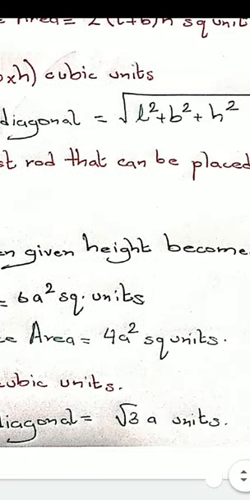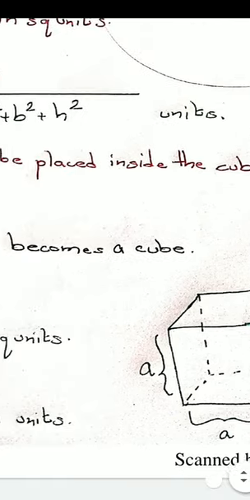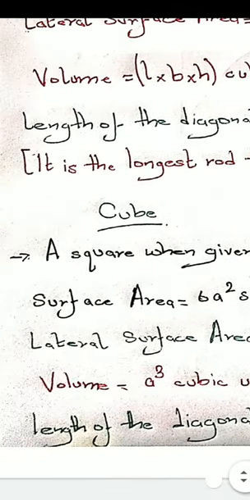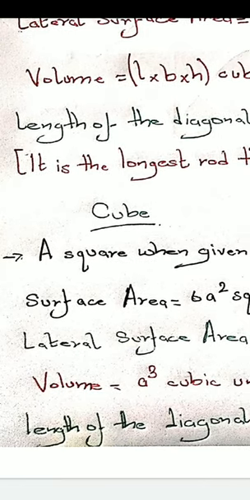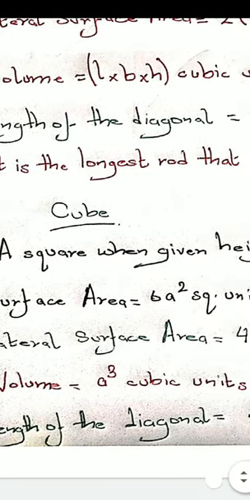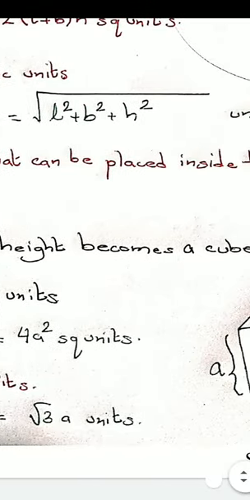Lateral surface area is also easy to remember. I told you we have to consider only the four sides. So it will become a square plus a square plus a square plus a square, that is 4a square. Volume is again a into a into a, so that will become a cube units, because in the case of a square it was a into a, here it will become a into a into a. Again, the length of the diagonal equals root 3 a units. If you remember, in the case of a square it was root 2 a, but here it becomes root 3 a units.